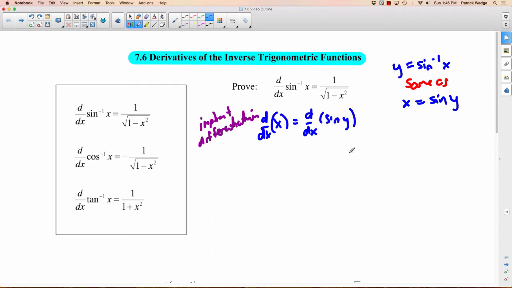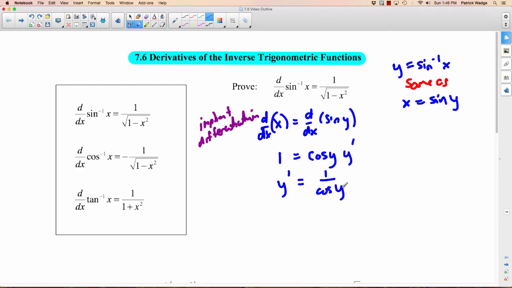Okay, so implicit differentiation. If it's just an x, you just do it normally. If there's a y, though, you have to put that y prime after. So derivative of x is just 1. The derivative of sine y. Well, we start with the outside function, which is sine, and the derivative of sine is cosine, so you get cosine y. But this is a y here, so now you have to take the derivative of the inner function, which is y, and you get 1 y prime.